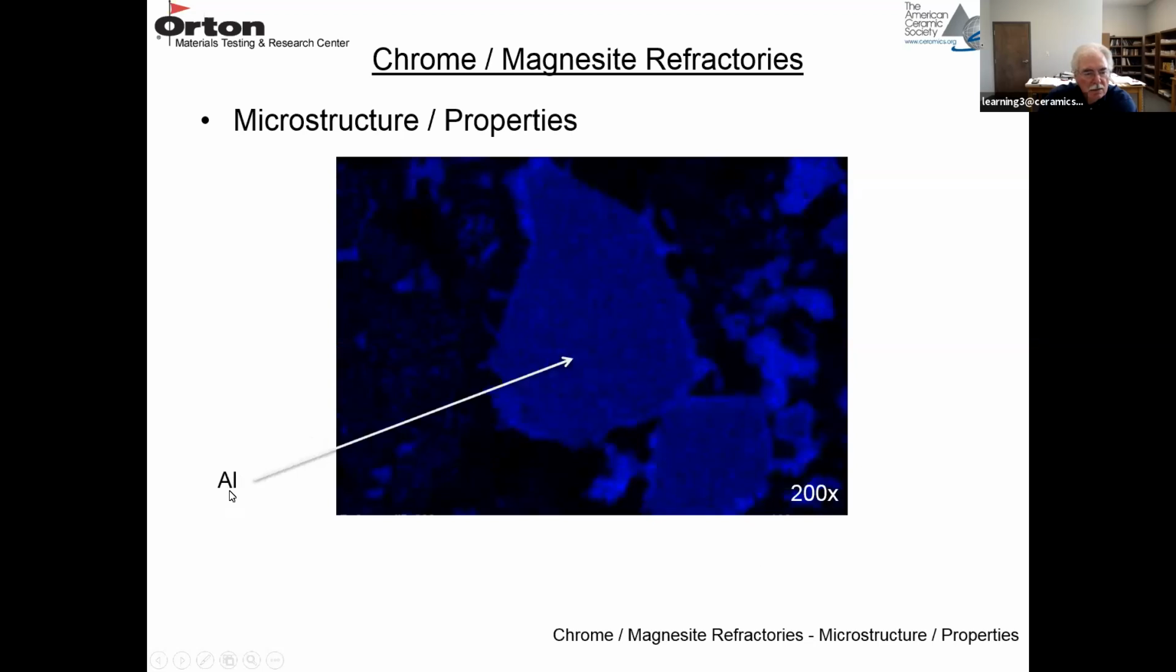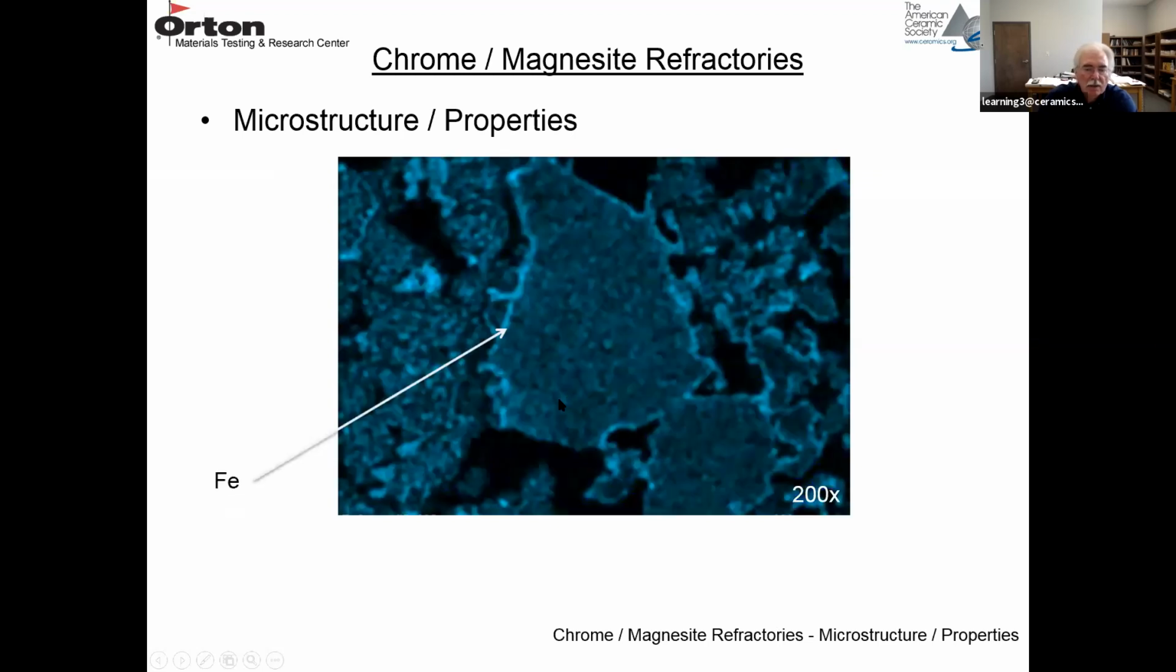The Al, aluminum, is concentrated in the chrome grains. So wherever there's a chrome grain, there's aluminum present. Iron is everywhere. There's some in the chrome grains, and we saw the precipitates where the iron is more concentrated in the MgO grains. So it shows up as the precipitates in the MgO grains, and it's also present in the chrome grains.